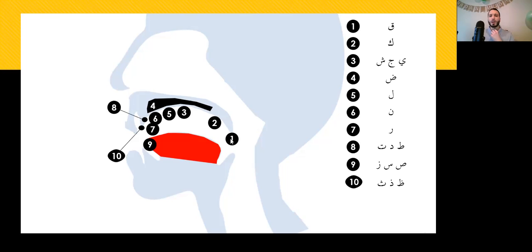Qa, qu, qi, aqqa. And we're going to talk about this letter because it's a bouncing letter. That means it has a qalqala feature. This is one of the characteristics of this letter that we're going to talk about in the future. So what is aqqa?